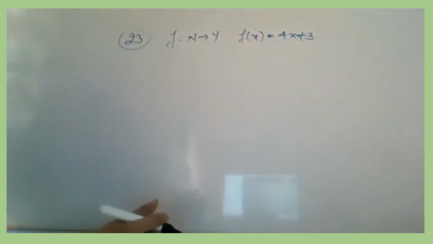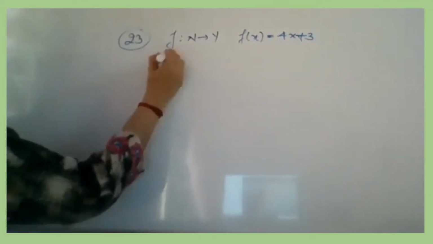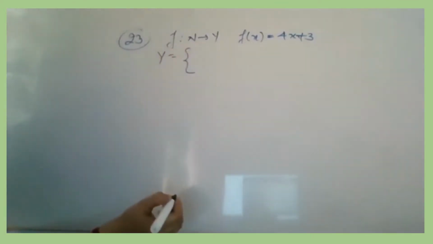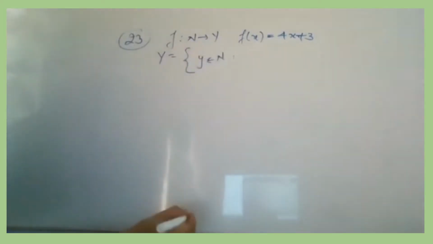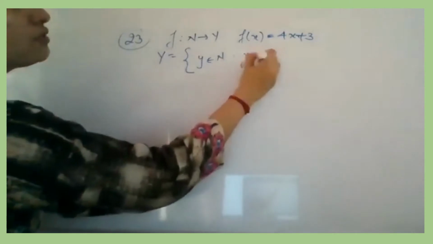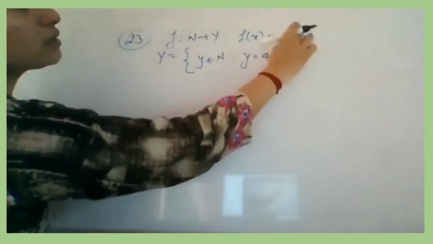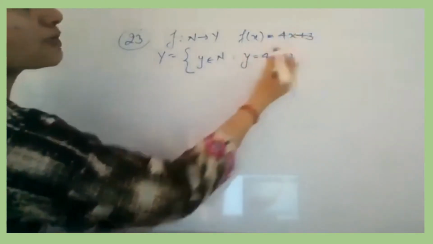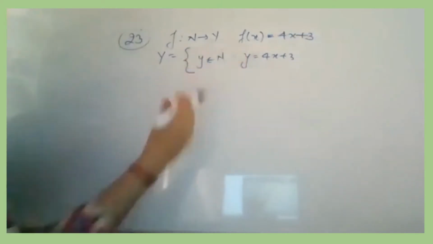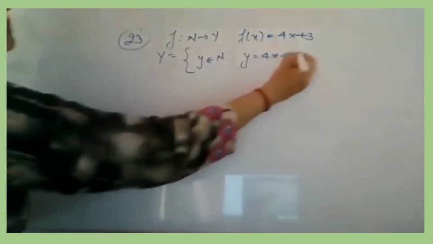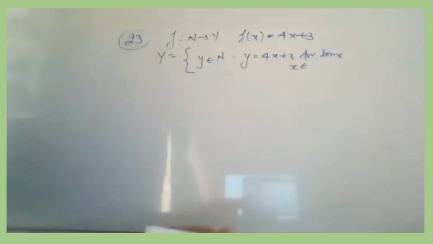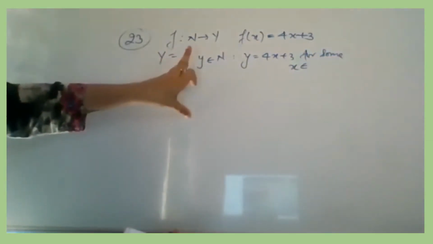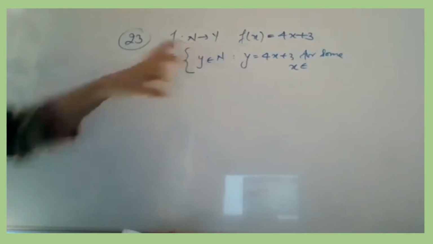4x plus 3, where y is equal to the set of all y belongs to N such that y equals 4x plus 3. So here you can see f of x is written as 4x plus 3 and that is taken as y. For some x in N, you take it from here.